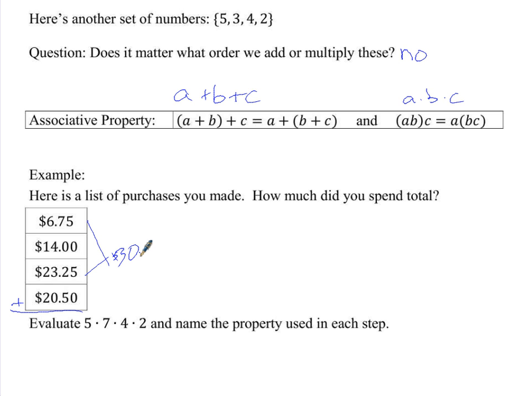Now I can take that 30 and add it to what? The 14? Sure. So 30 plus 14 is 44. So now I'm at 44, and what do I have left? The 2050. What's 44 plus 2050? That you can also do in your head, $64.50.